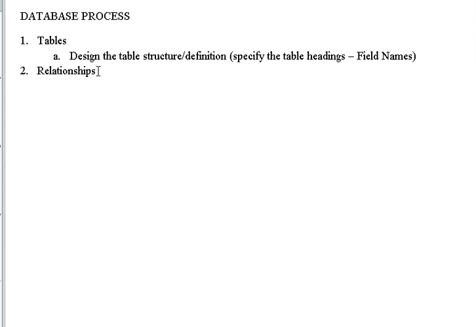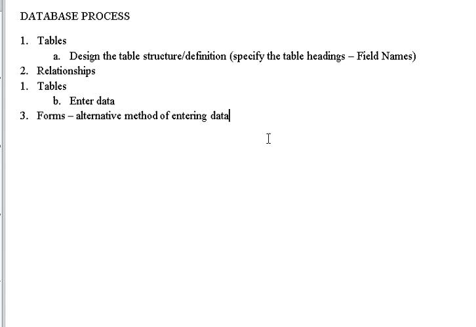Let's continue the process. So we created our table design, our table definition or structure. Then we connected them through relationships. And now we have to go back to tables. Because we just created our table headings and connected them, but we didn't type any data in. So now we have to go back and create and enter data. Type all the data into our table.